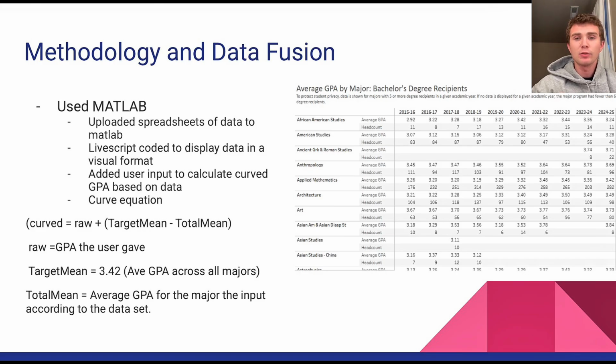So same thing with that total mean. We took the average work hours per week and then subtracted it from how much that major was expected to study and added that to their GPA as well. So once we had all those formulas in, it was pretty easy to just have the code prompt the user to type in their name, type in their major, type in their current GPA, take that, put it into the formula, and output the curved GPA.